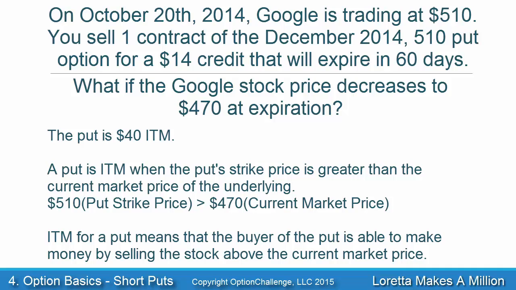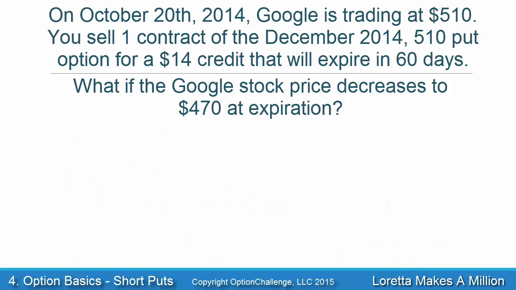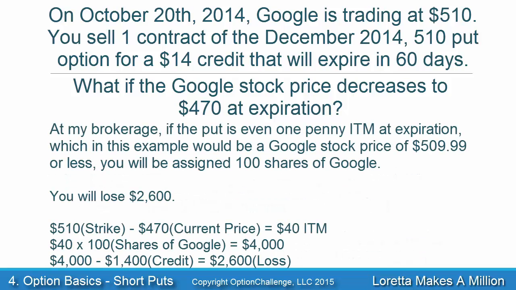$510 is greater than $470. In the money for a put means that the buyer of the put is able to make money by selling the stock above the current market price. At my brokerage, if the put is even 1 penny in the money at expiration, which in this example would be a Google stock price of $509.99 or less, you will be assigned 100 shares of Google.